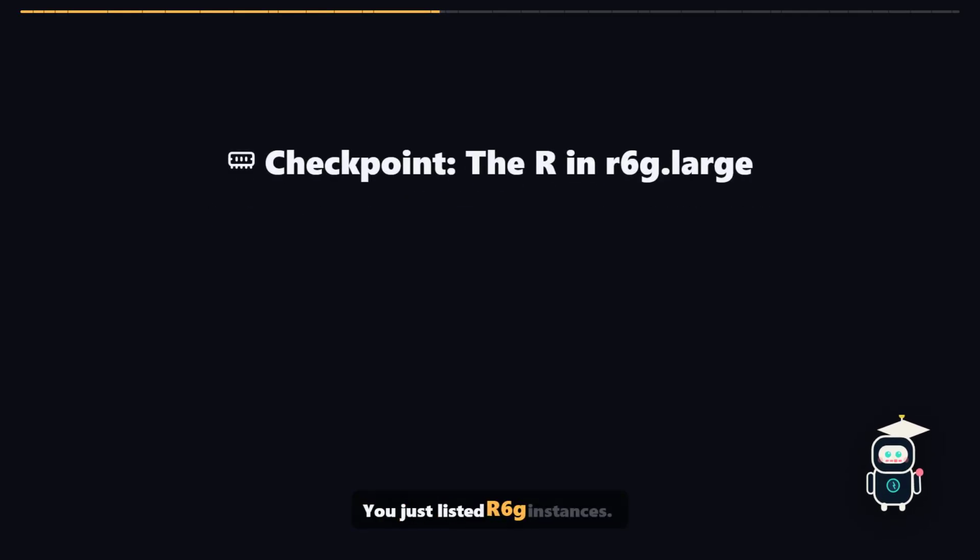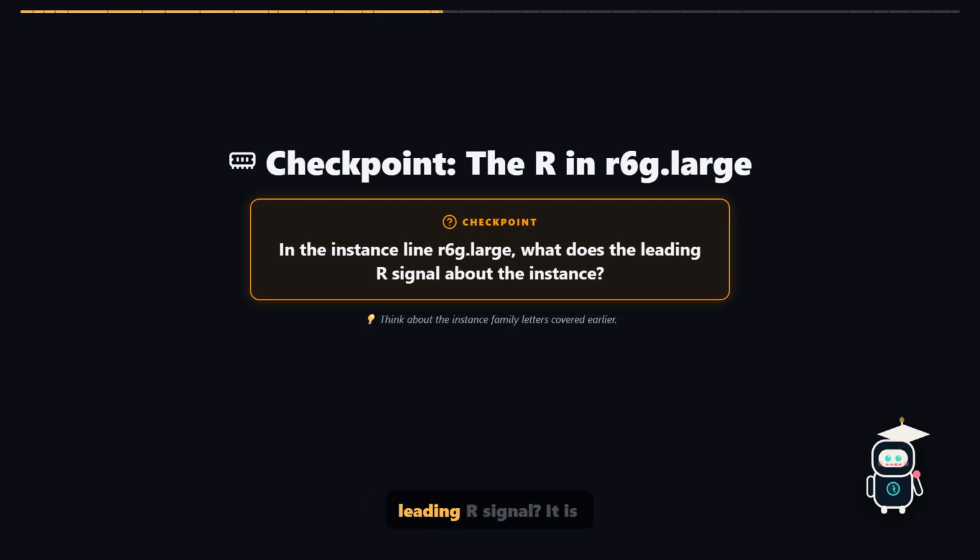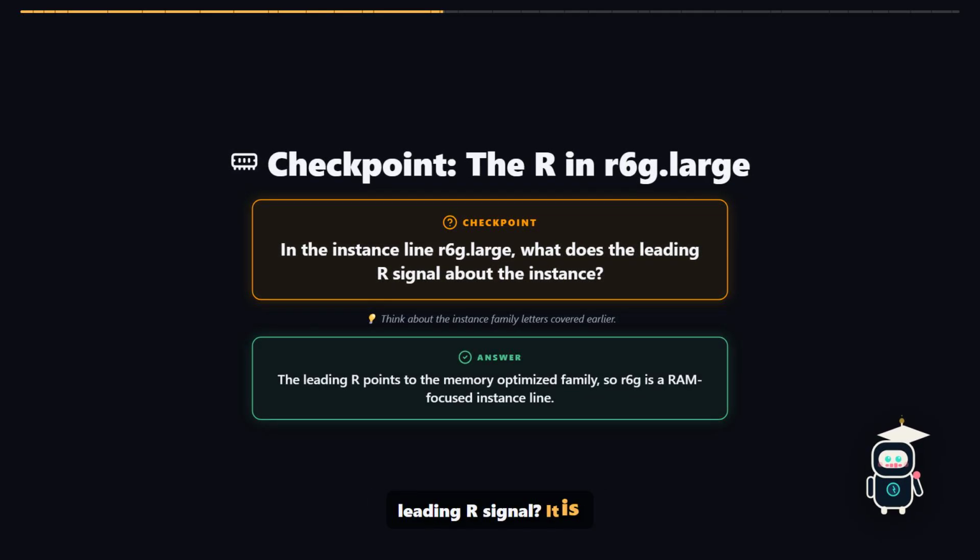You just listed R6G instances. So tell me, in a name like R6G.large, what does that leading R signal? It is tied to the memory-optimized family, the RAM-focused group, not a compute or storage line.